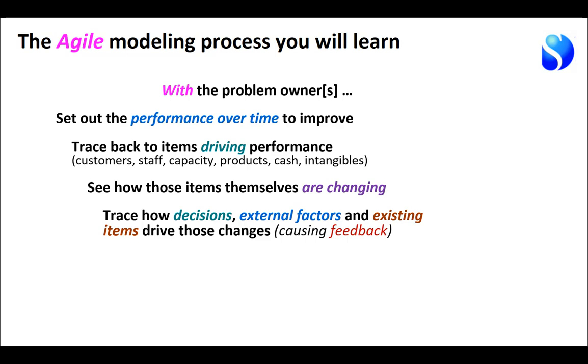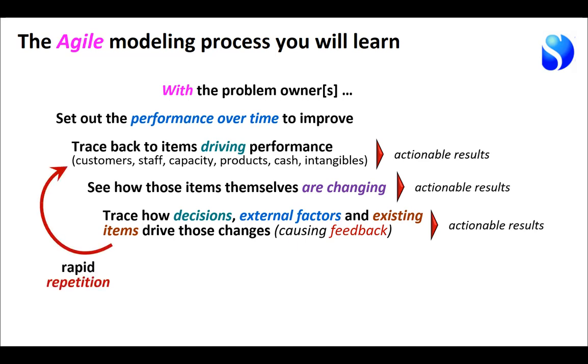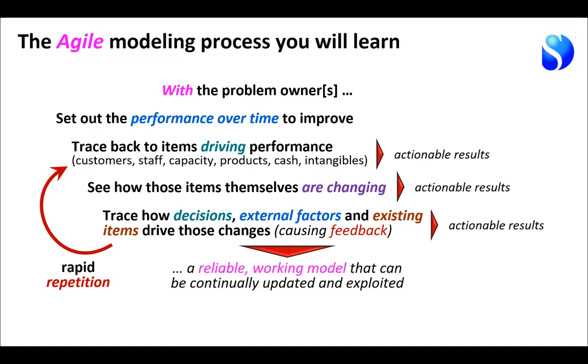Now, all of that happens really quite fast. Faced with a new issue, with a new problem owner, you can get through that process really quite quickly. And at each stage, there is a very good chance that you'll be getting actionable results out of that analysis. And what you may then have to do is just go back round that cycle 2 times, maybe 3 times, rarely more than that. But when you've done that, what you end up with is a reliable working model of the issue, or of the function, or of the plan that you're working on. And that reliable working model can then be continually updated and exploited to help strong performance out into the future.